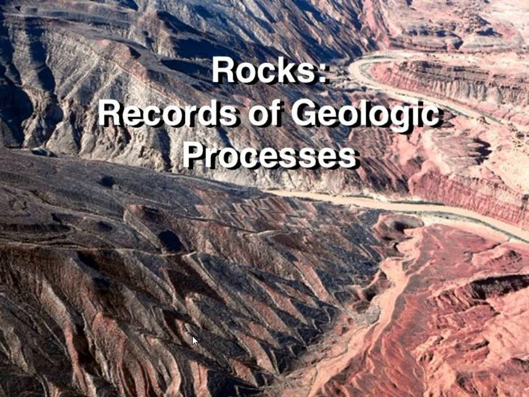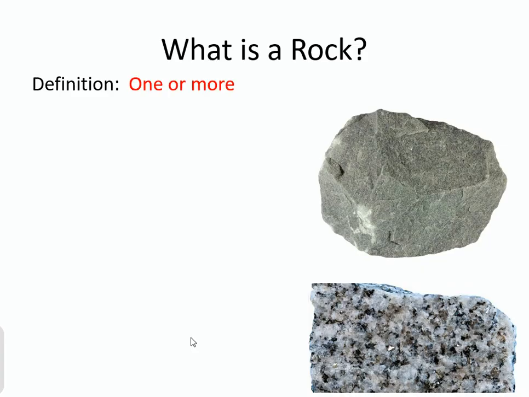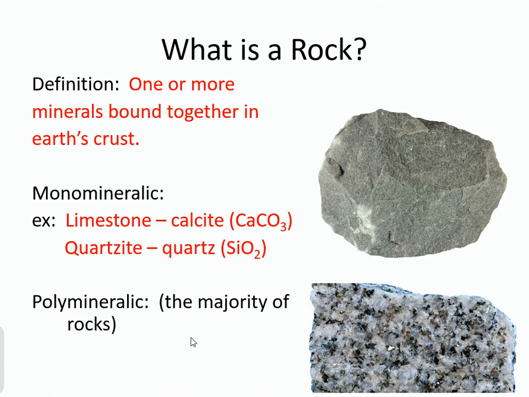So let's take a look at rocks. What is a rock? There's a big question for you guys. A rock is one or more minerals bound together, right? And we have two major varieties of rocks, and these include monomineralic, so a rock composed of one mineral. So limestone is made of calcite. Remember that bubbles with acid through dissolution as carbonic acid dissolves it, releasing carbon dioxide. Quartzite is comprised of quartz.